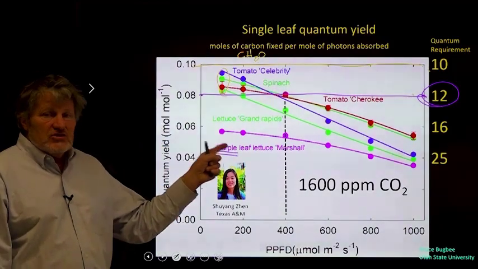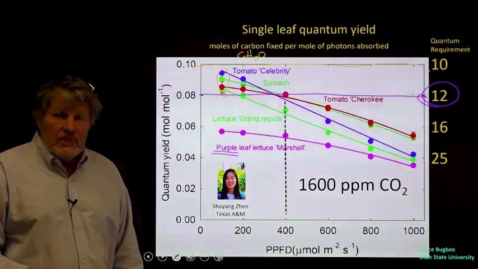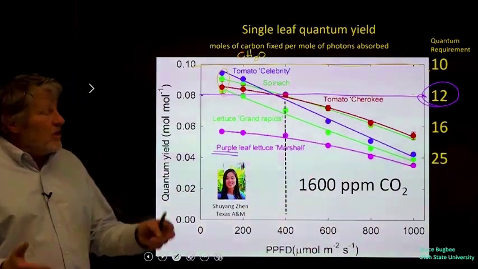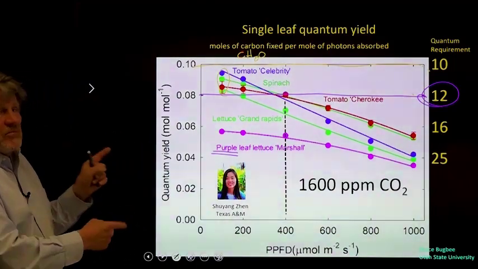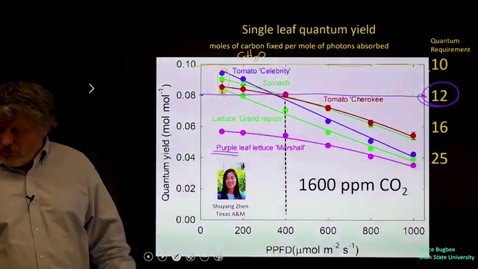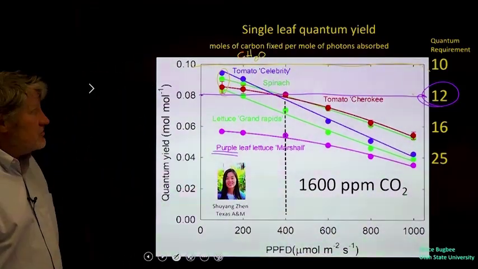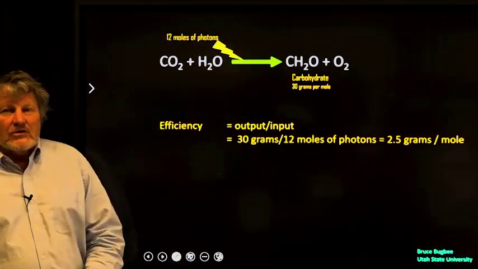This data was done on single leaves. It was done with the clamp-on photosynthesis system. If I say we did it, that means Shuyang did it. But it was done with a single leaf. But this is a fundamental principle. It's also true of whole plant canopies. We can scale in size from this data. 12 photons. Now let's go back to our model.